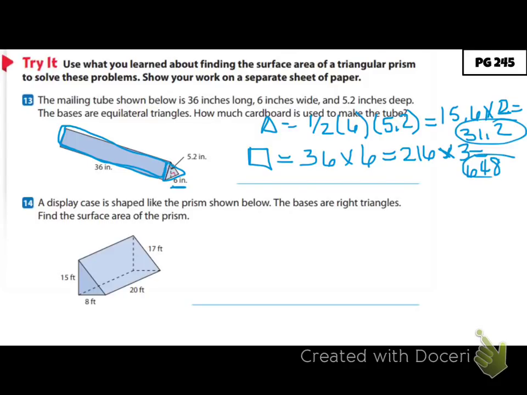When we add these two numbers together, we get a total of 679.2 inches squared.